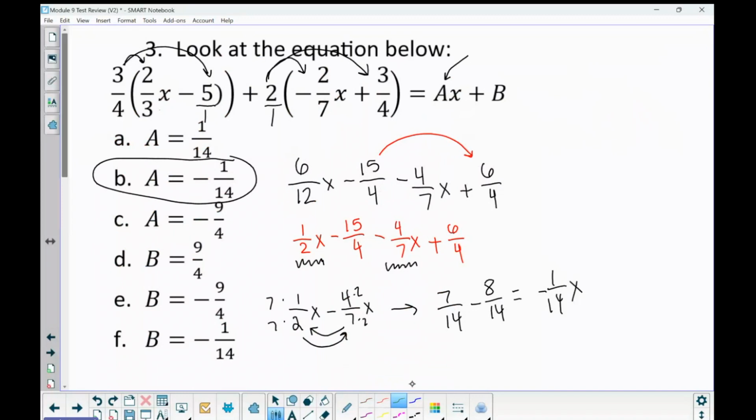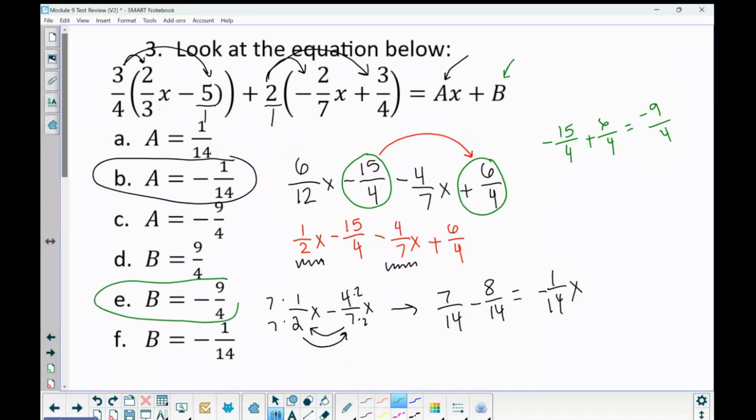Now I go with my other two terms, which is negative 15 over 4 plus 6 over 4. So we've got negative 15 over 4 plus 6 over 4. Well, negative 15 plus 6 is going to give me negative 9 over 4, which cannot be simplified. So that is going to be my b, which is in this case e. All right.